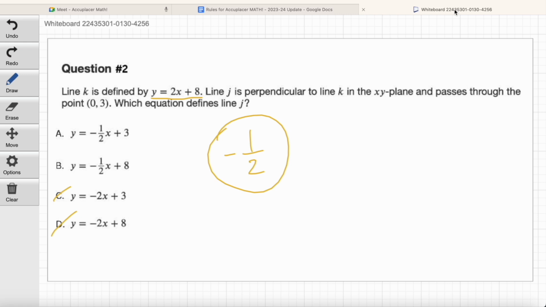Make sense? Yes. Okay. Now, if it's between A and B, how do we determine the difference between A and B? Well, look how they're different. Answer choice A has a b value or a y-intercept of 3. Answer choice B has a b value or a y-intercept of 8. Do you have any idea whether the y-intercept is going to be 3 or 8? Do you know?